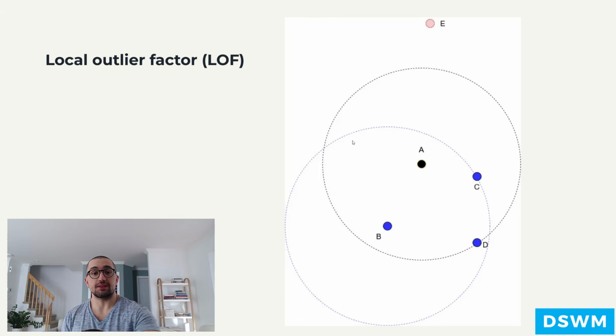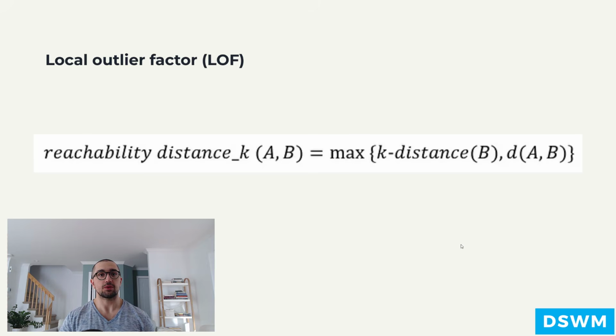And then the reachability distance is defined by this formula that you see here, okay? So it is the maximum between either the k distance of B or the actual distance, sorry, between A and B. Now, the k distance of B is simply the distance from point B to its third nearest neighbor.